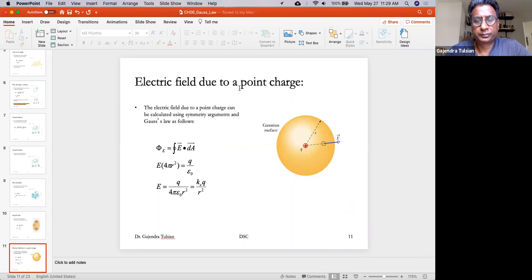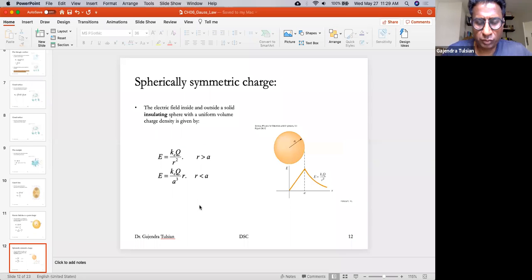So you can use Gauss's law to calculate the electric field due to a point charge. I won't go into the details. The electric field due to a point charge is kq by r squared. We saw this formula last time. So the electric field at a distance r from a charge q is kq by r squared. I'll show you one other calculation. We'll spend a little time on one other calculation.